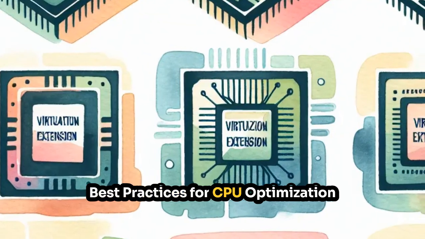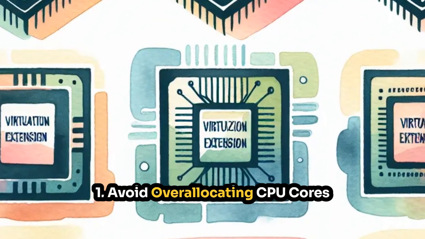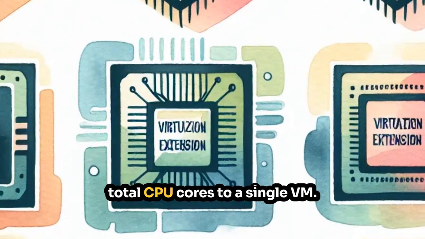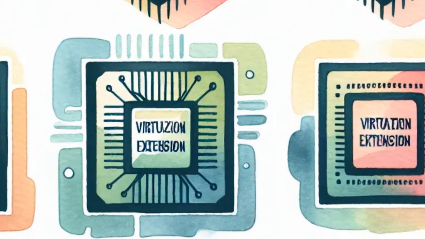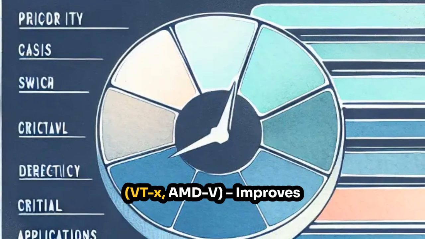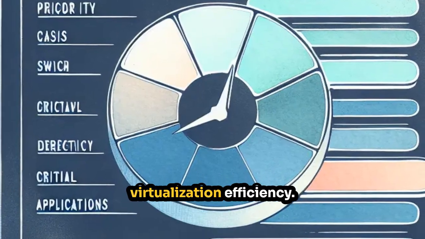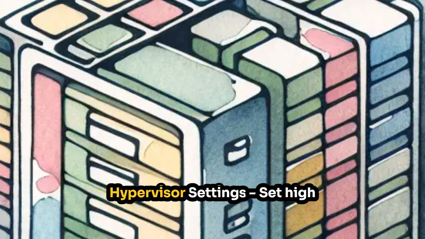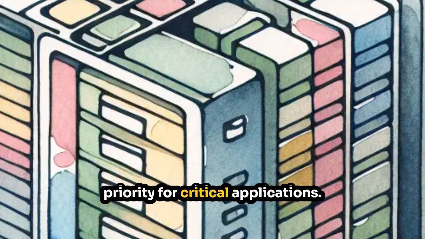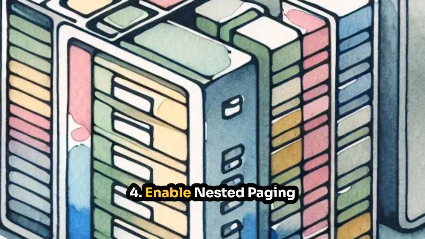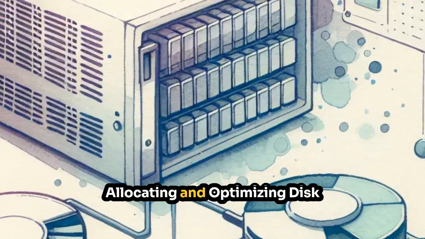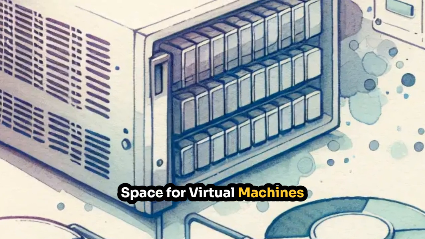Best practices for CPU optimization. 1. Avoid over-allocating CPU cores. Never allocate more than 75% of total CPU cores to a single VM. 2. Enable virtualization extensions. VT-x and AMD-V improve virtualization efficiency. 3. Adjust CPU priority in hypervisor settings. Set high priority for critical applications. 4. Enable nested paging in PAE/NX. Reduces CPU overhead.